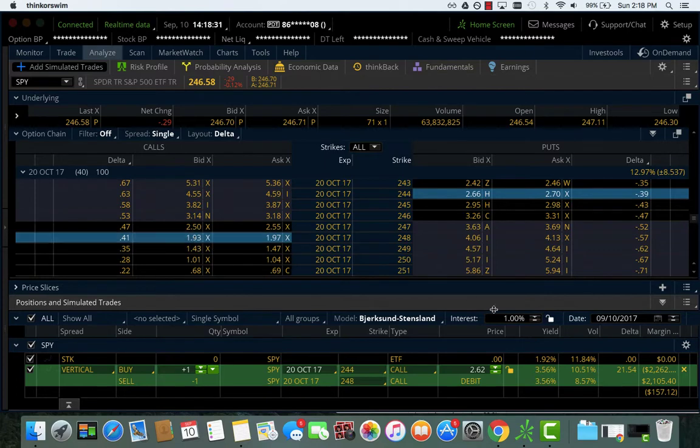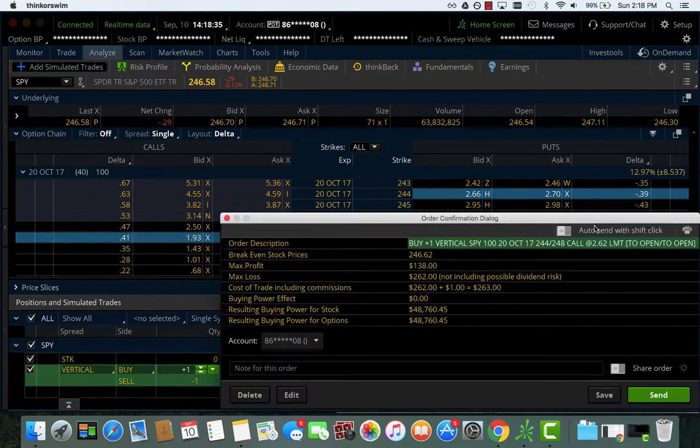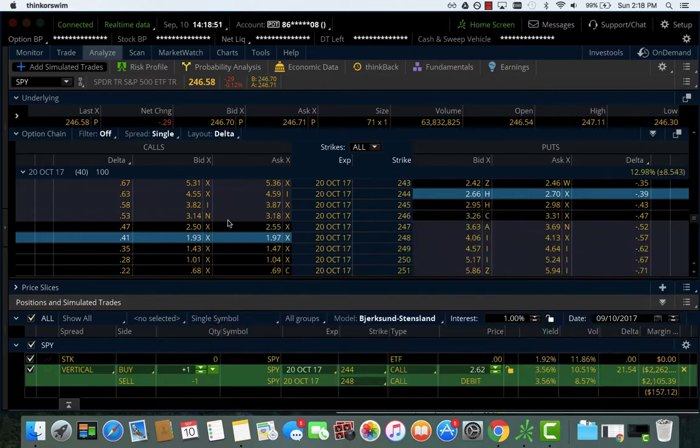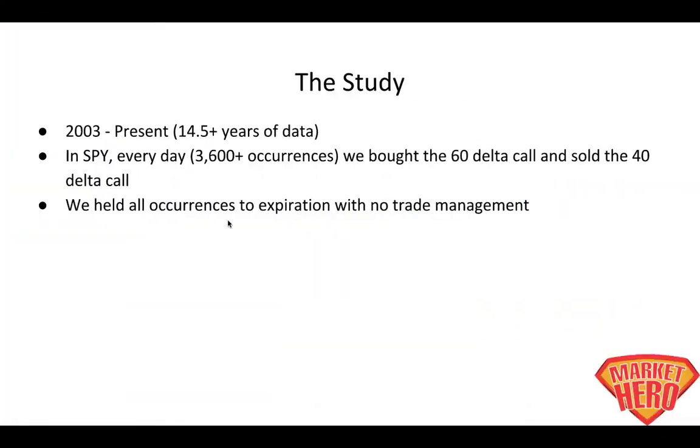Pretty simple, right? We pay $2.62. Our max profit on this is $138, right? So it's risk one to make one half. That's what this trade is. And again, there are excellent times to do this, as you'll see here in about a second. So what we do is we do this every single day, and we held it into expiration. Again, this is a bullish strategy in a bull market, so it's going to work, right?